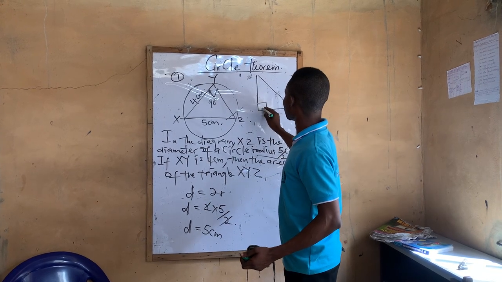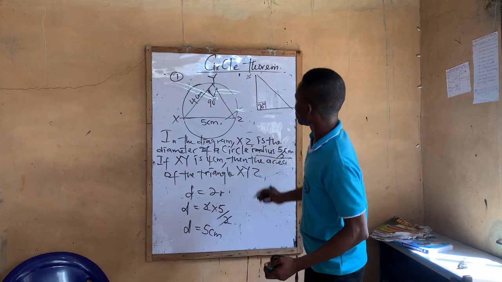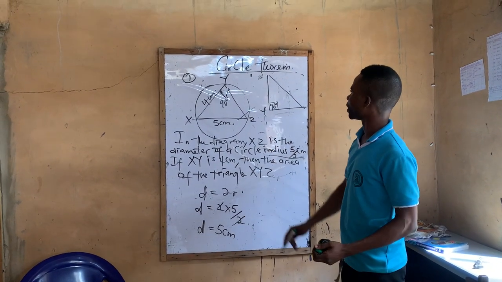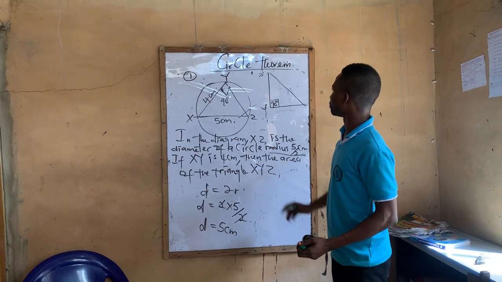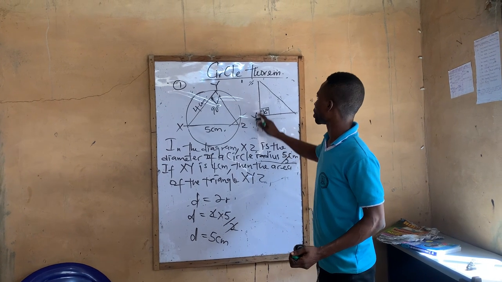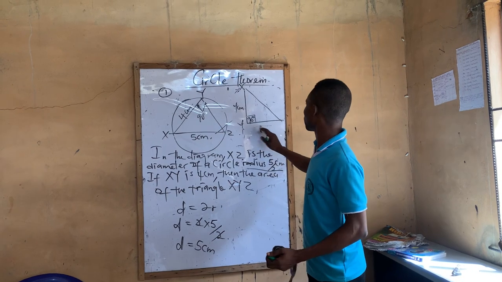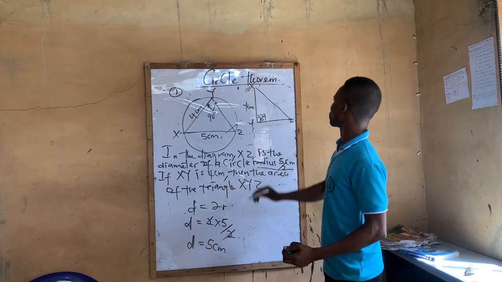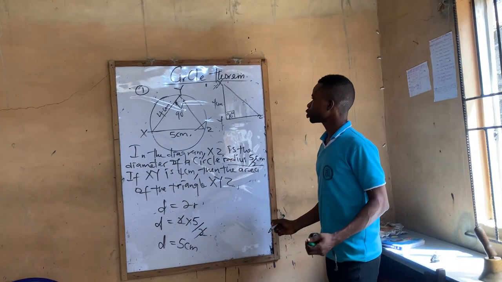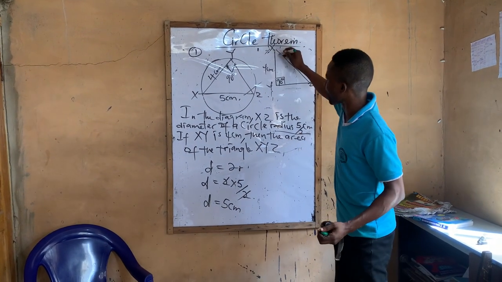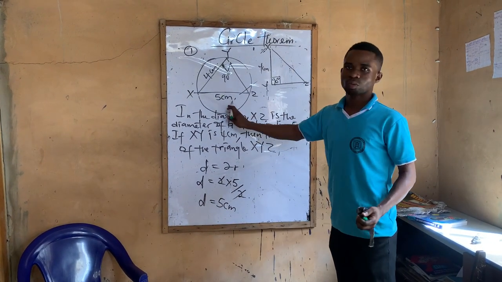This place, which is our Y, will be 90. Let's say I put my Y here, my X here, so this is 4 centimeters, and my Z here. For me to get the area, don't forget that this is diameter XZ, which is 5 centimeters.